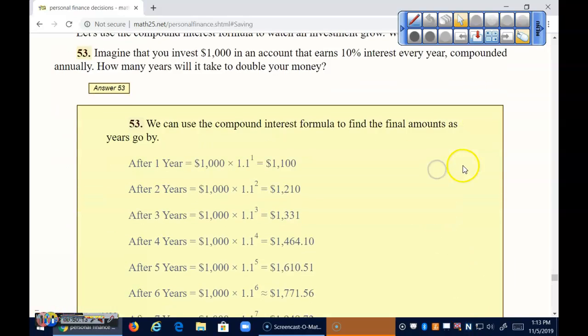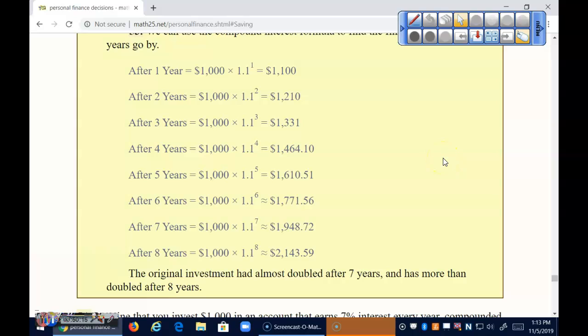We're running low enough on time, I'm just going to show you the answer. The 1,000 is always the principal. It's always 1.1 because it's 10%. So all we're changing is the exponent: 1 year, 2 years, 3 years. When do we double? A little bit after the 7th year. That make sense?